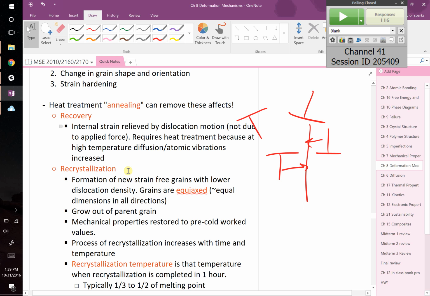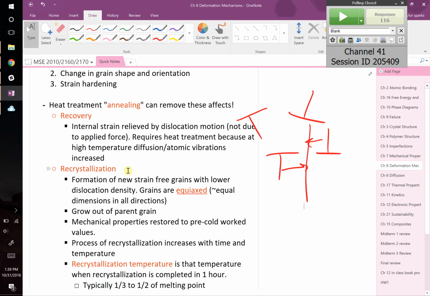If your system is so messed up and has so many dislocations and you provide enough thermal energy, your crystal might just say, you know what, it's easier to start from scratch. Like when I go in a room sometime and somebody's had the chairs all over the place, sometimes rather than trying to take the existing chairs, which are all over the place, and make a nice grid, it's easier just to push all the chairs to one side and start lining them up again in some sort of nice arrangement. That's the difference between recovery and recrystallization.